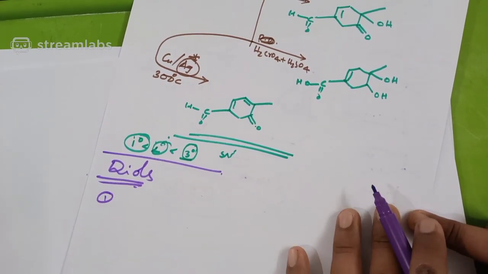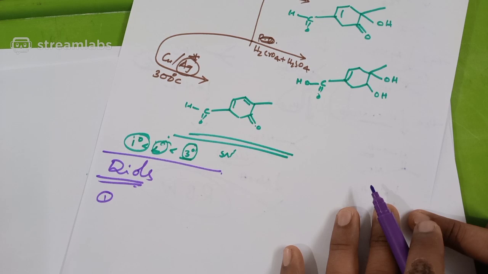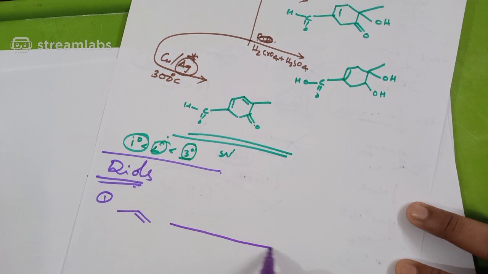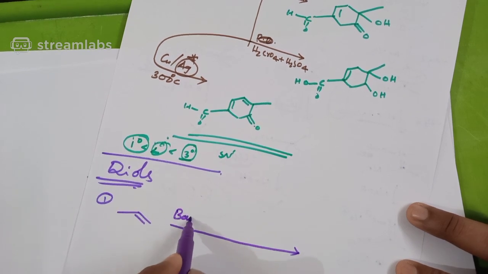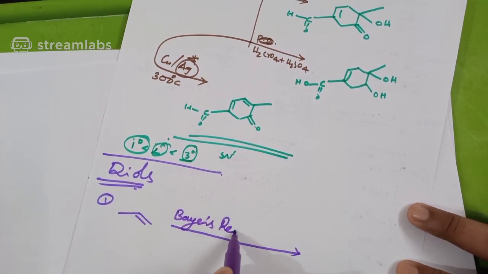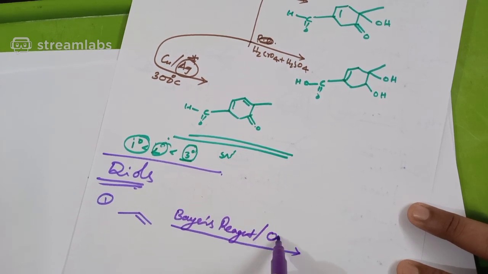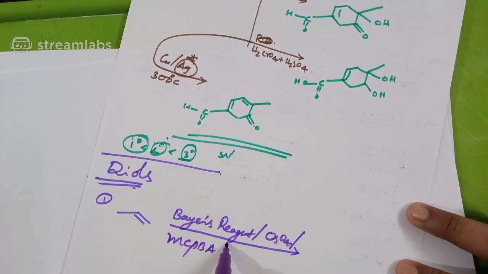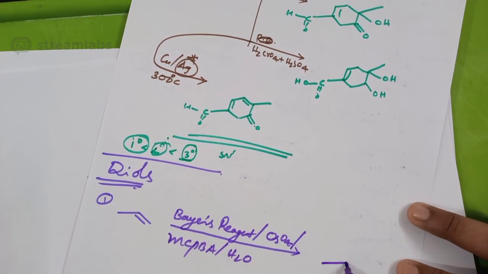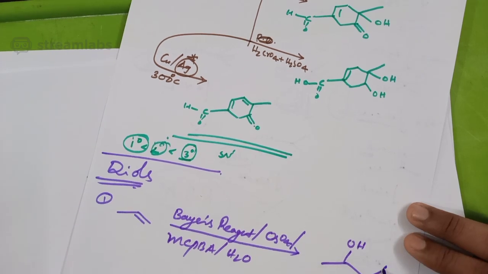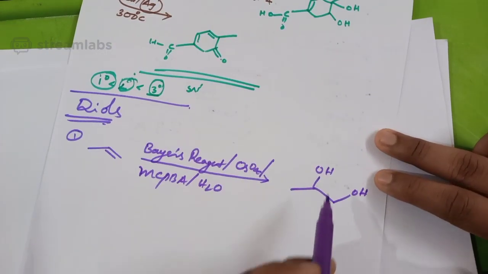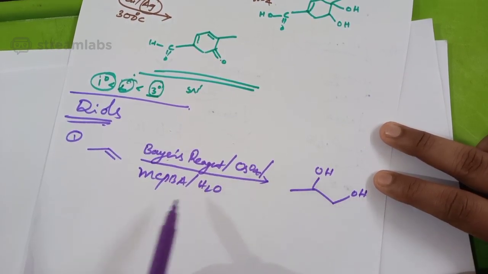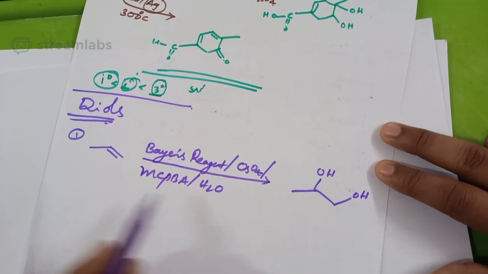Diols. In their first part, usually the preparations are easy. We can take alkenes. The alkenes react with Bayer's reagent, cold dilute alkaline KMnO4, OsO4, or MCPBA with water. Any of these all give 1,2 diols, 2 OH groups on 1,2 side, right? But Bayer's and OsO4 give syn addition, that means 2 OH groups are on the same side. MCPBA gives opposite, we know that well-known part.